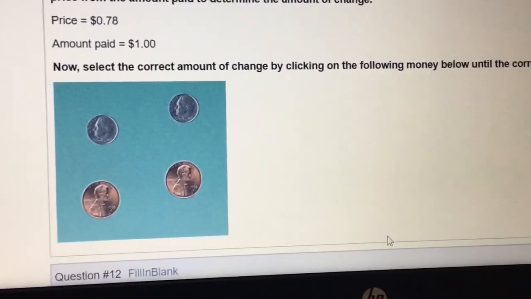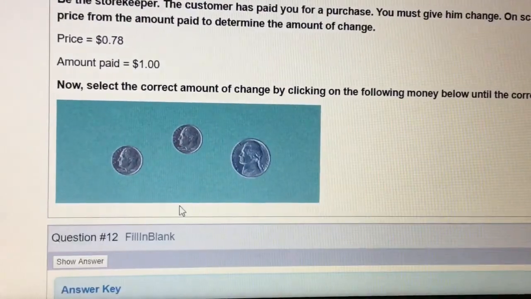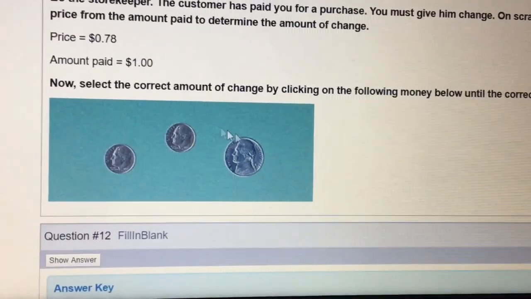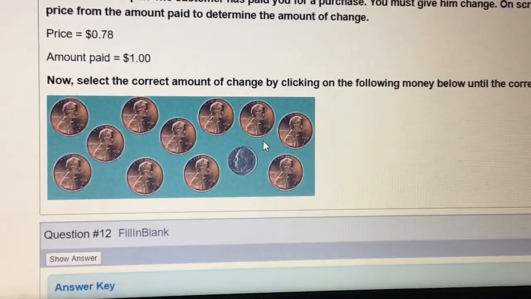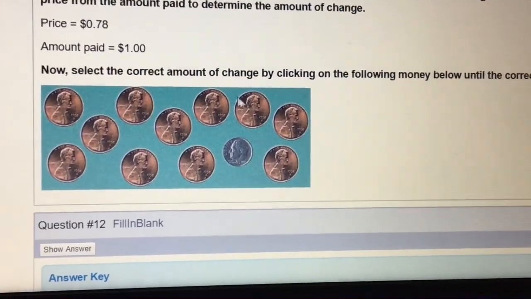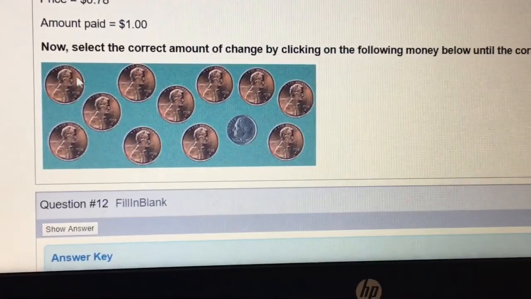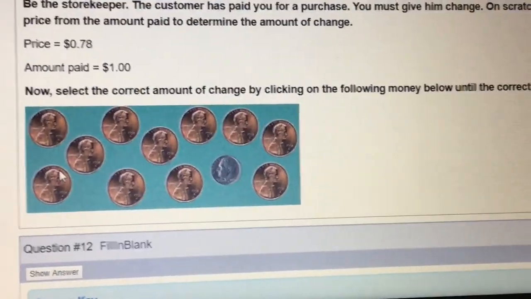So you're going to click through. So this one currently says 22 cents. This one says 25 cents. This one has a dime, 10, 11, 12, 13, 14, 15, 16, 17, 18, 19, 20, 21, 21 cents.